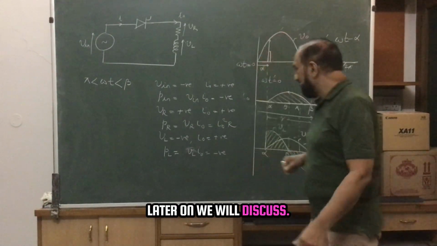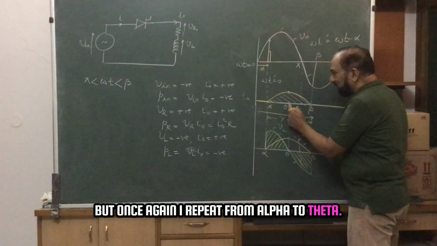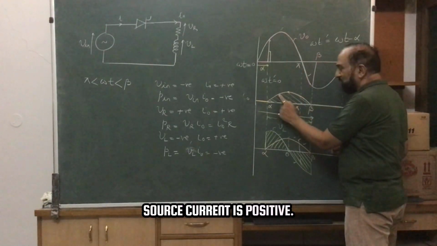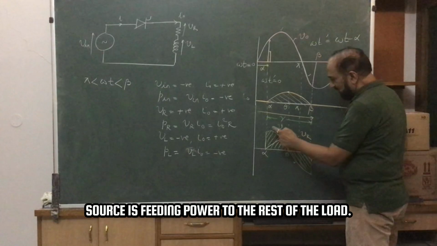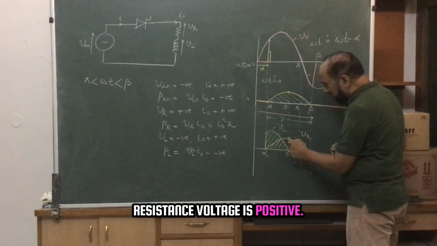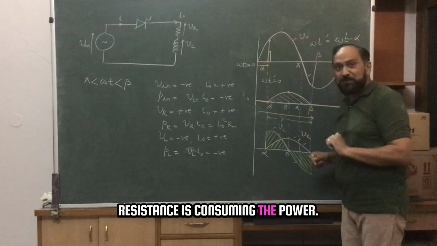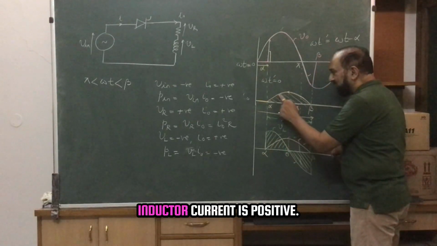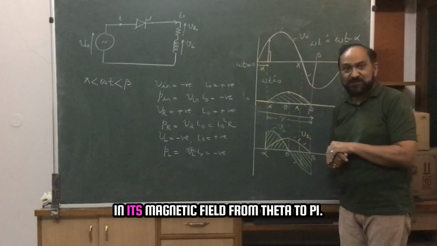Later on we'll discuss. But once again I repeat, from alpha to theta, source voltage is positive, source current is positive, source is feeding power to the rest of the load. Resistance voltage is positive, resistance current is positive, resistance is consuming the power. Inductor voltage is positive, inductor current is positive, inductor is storing the energy in its magnetic field.